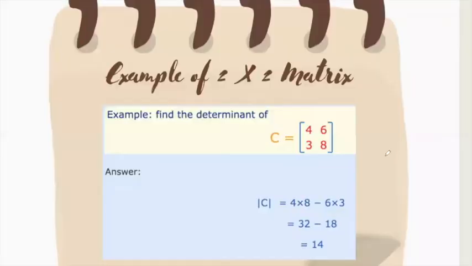Okay, so in here we need to find the determinant of C equals 4, 3, and 6, 8. Remember, it's easier to remember with a cross when you want to solve a 2 by 2 matrix. So if you think of a cross inside the square matrix, 4 is lined up with 8 and 6 is lined up with 3. That makes it 4 times 8 minus 6 times 3. So the determinant of C equals 4 times 8 minus 6 times 3 equals 32 minus 18 equals 14. So the determinant of C equals 14.